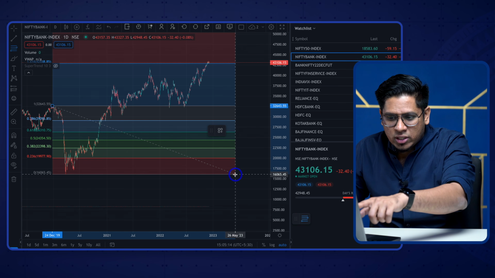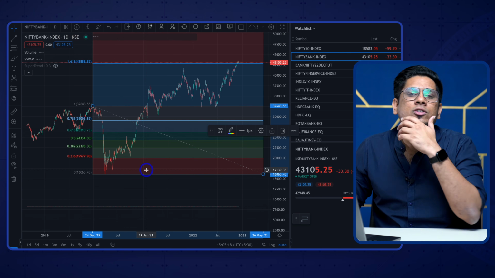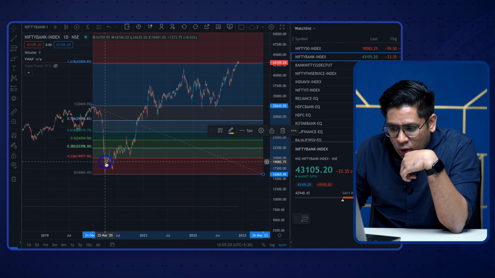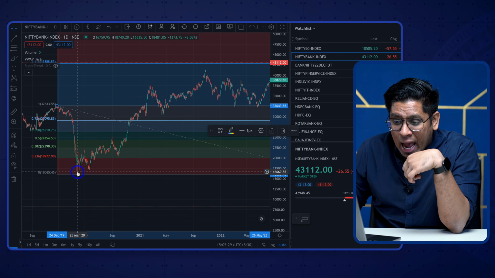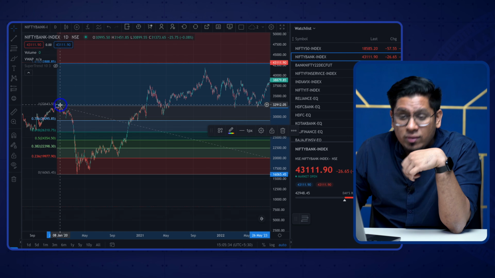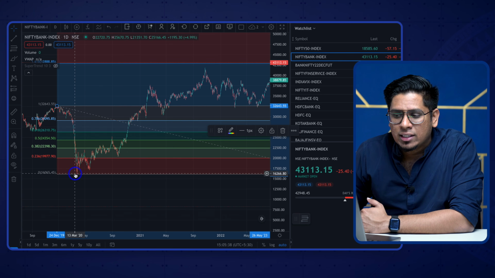Fine. I started it from the high. I'm taking it to the low. Cool. What can you see here? See, you can draw this at this moment. On this day when Bank Nifty took a support here and started moving up, you could have drawn this Fibonacci retracement tool by clicking here first and marking this also, right?